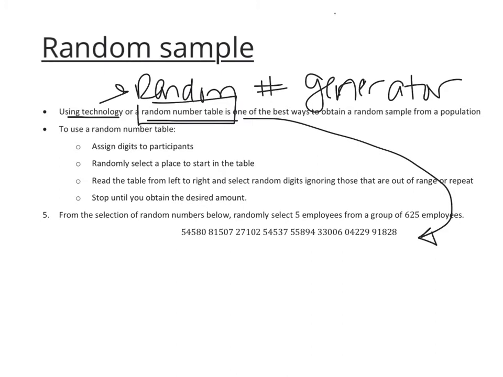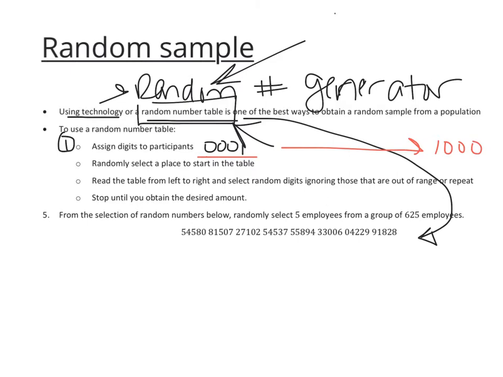But no matter what you use, a random number generator or a random number table, the steps are pretty much the same. The first step is you need to assign digits to participants, which is kind of similar to your ID number in school. Say you had 1,000 kids in school, so the first person would be 0001. The reason I have this many digits is because I'm going to go all the way up to the 1,000th person, and that has 4 digits.